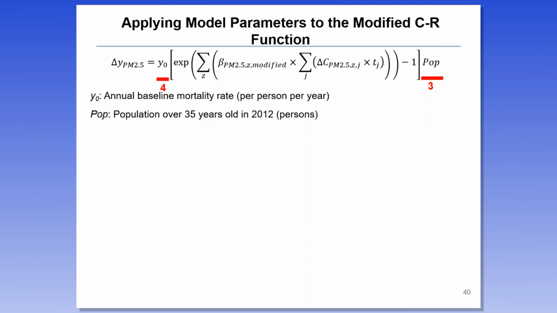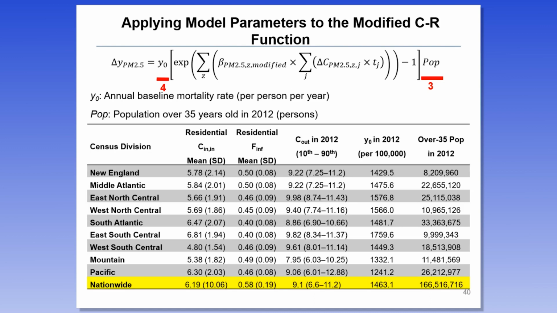So why are we considering the population over 35 years old? Because this is the population in which most of the mortality associated with PM2.5 exposure happens. Lots of studies show that mortality actually happens for people over 35 years old. So we just consider that, and we consider the annual baseline mortality related to this age group in 2012 in the United States. This data came from census data in different United States divisions.